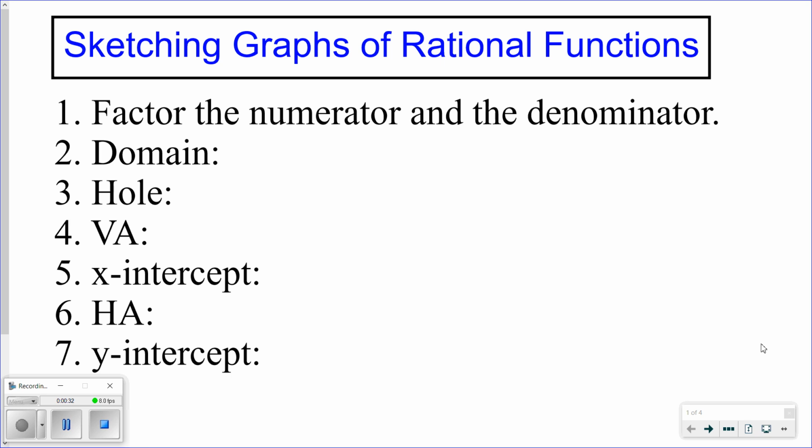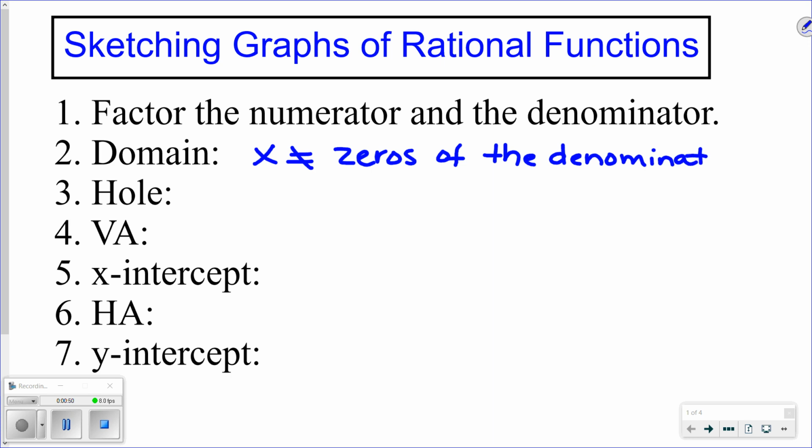And then once you have your factors, remember that the domain is always x cannot equal the zeros of the denominator. These are the values where the function is undefined because we cannot divide by 0. So these are also the values where the graph has either a hole or a vertical asymptote. Okay, so where does the hole occur?